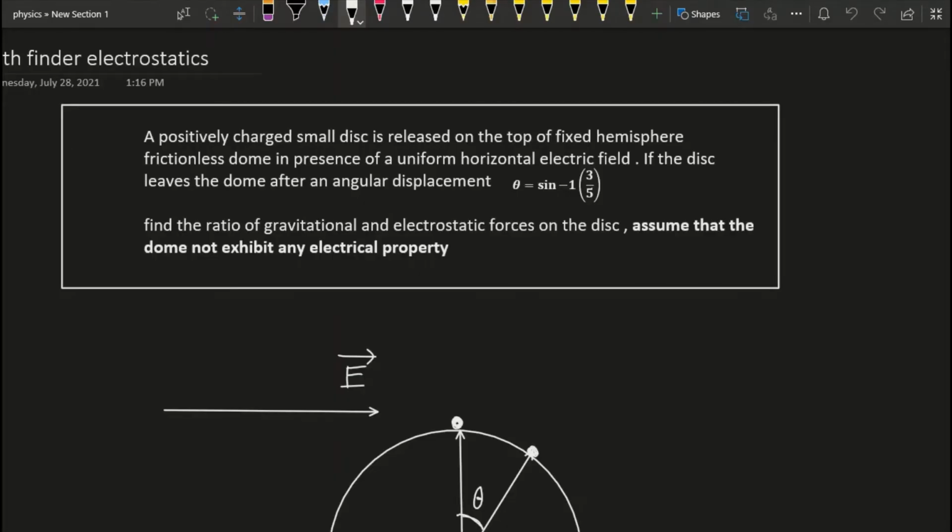Electrostatics. Everyone, just listen to the problem. A positively charged small disk is released on the top of a fixed hemisphere, and it is frictionless, in the presence of a uniform horizontal electric field. If the disk leaves the dome after an angular displacement theta equal to sine inverse 3 by 5, find the ratio of gravitational and electrostatic forces on the disk. Assume that the dome does not exhibit any electrical properties.